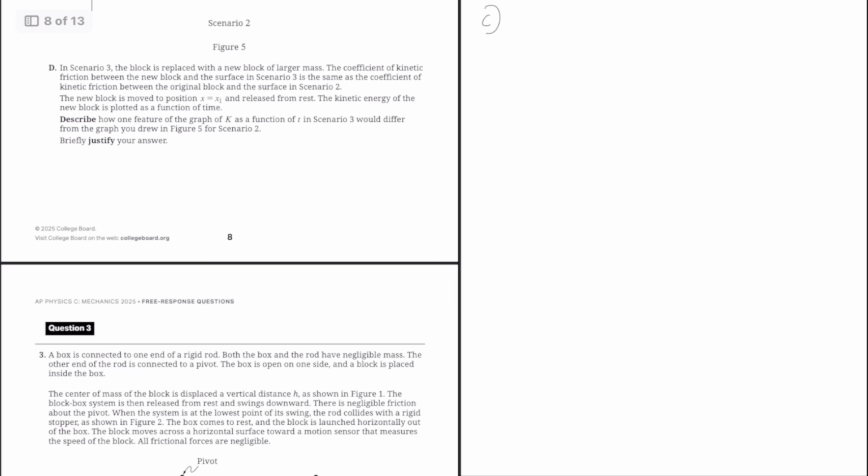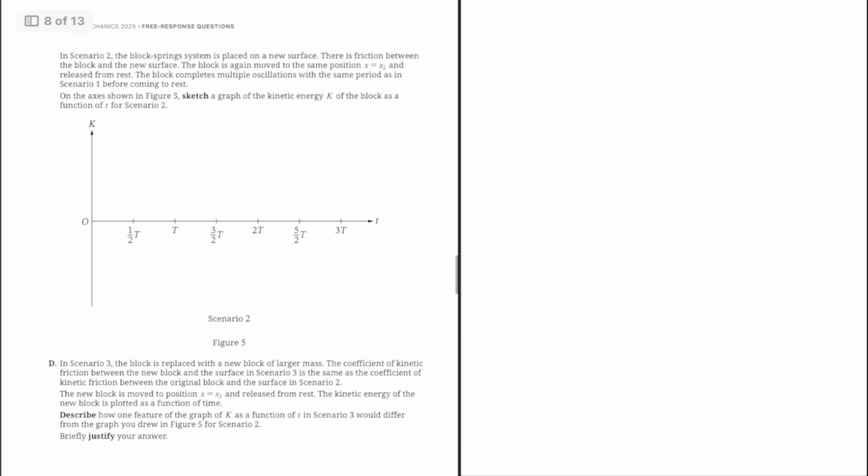All right, I'm not going to write out problem D because my handwriting's really bad. I will just explain it. Here we go. In scenario 3, the block is replaced with a new block of larger mass. The coefficient of kinetic friction between the new block and the surface in scenario 3 is the same as the coefficient of kinetic friction between the original block and the surface in scenario 2. The new block is moved to position x equals x1 and released from rest, so the same position. The kinetic energy of the new block is now plotted as a function of time. Describe how one feature of the graph of K as a function of time t in scenario 3 would differ from the graph you drew in figure 5 for scenario 2.